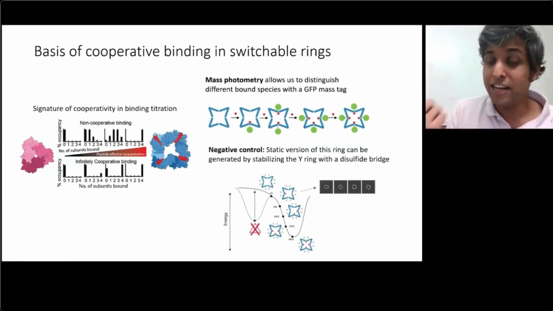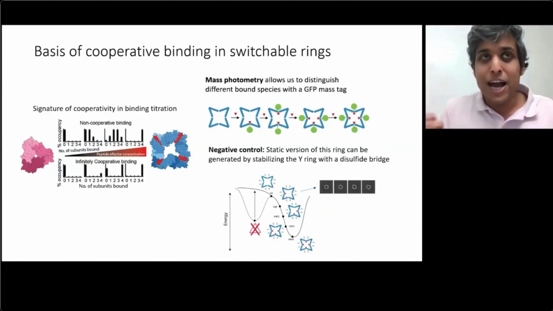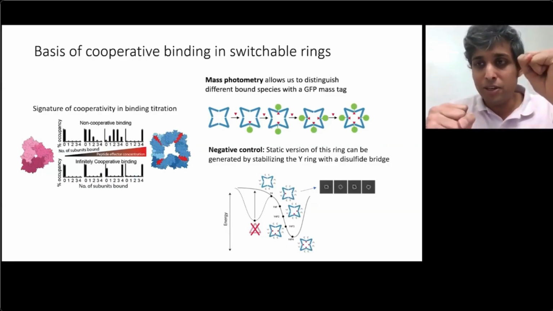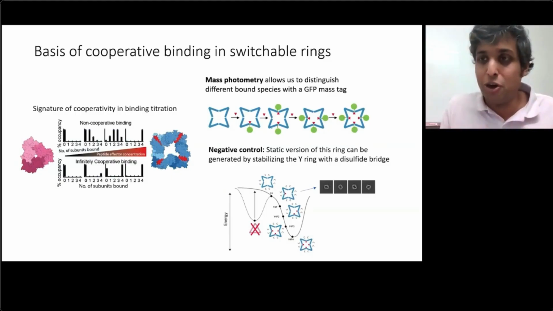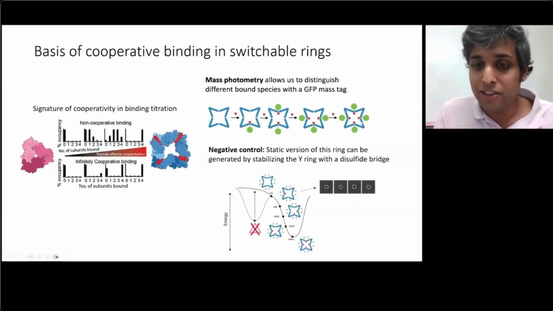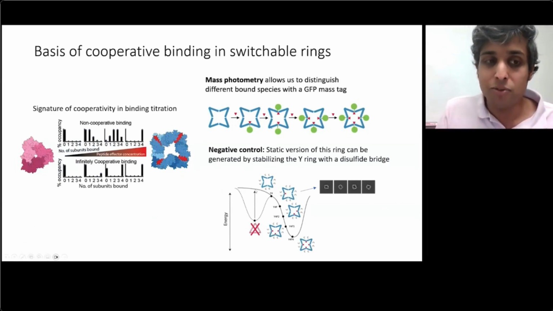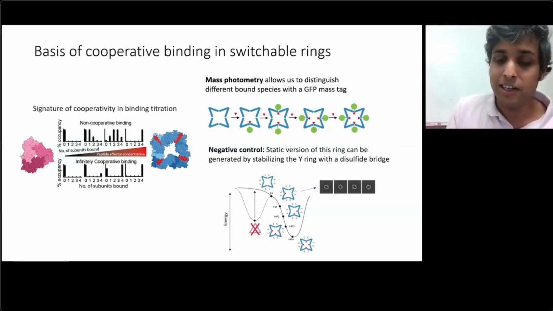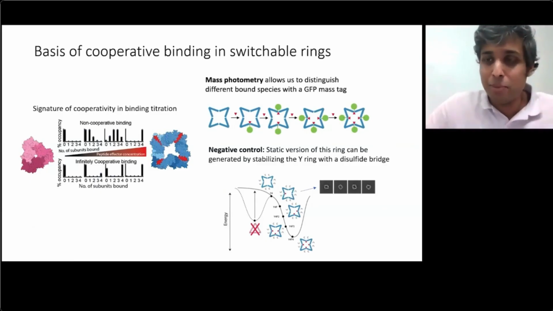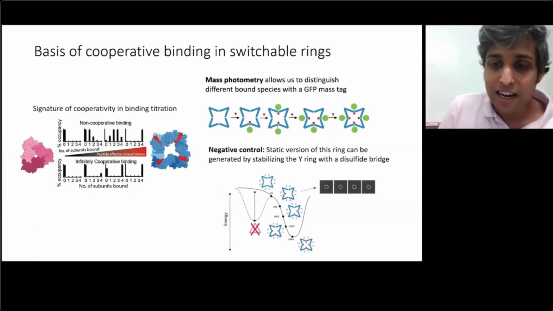We also wanted to generate a negative control. If the MWC model is true, any system that can sample just 2 different specific symmetrical ring states should be cooperative. But the corollary of that is that if you don't have those 2 ring states, then it's just a binomial distribution, a non-cooperative binder. And it turns out we can generate that negative control just by installing cysteines at a particular location on the hinge and then freezing it in just one of the states, the blue state I'm showing here. And this should be just a static ring that binds to peptides without any change in conformation, and that should be non-cooperative.